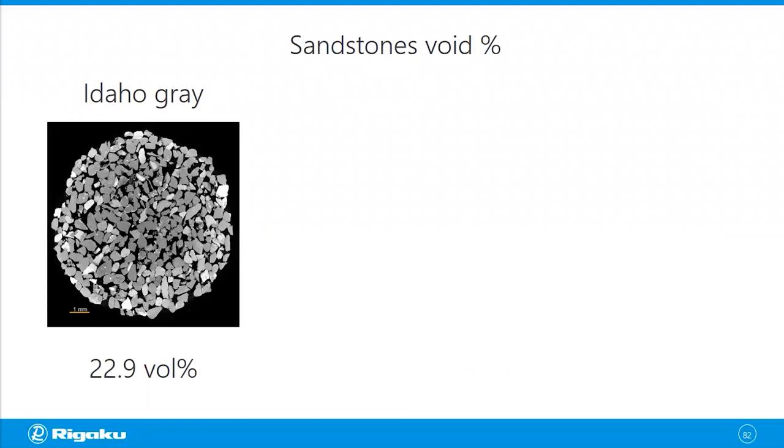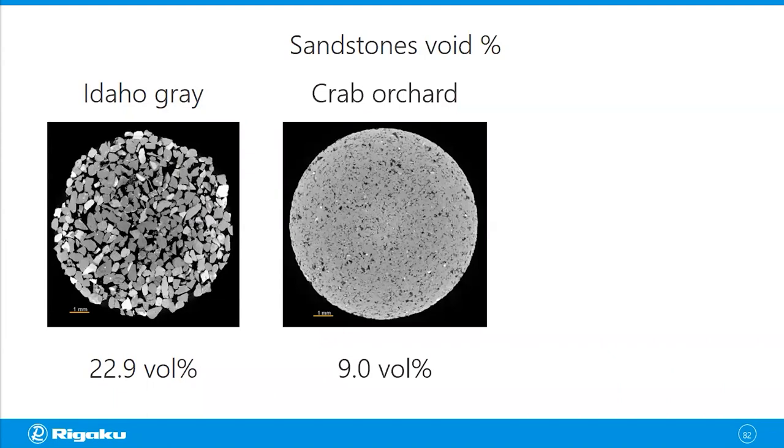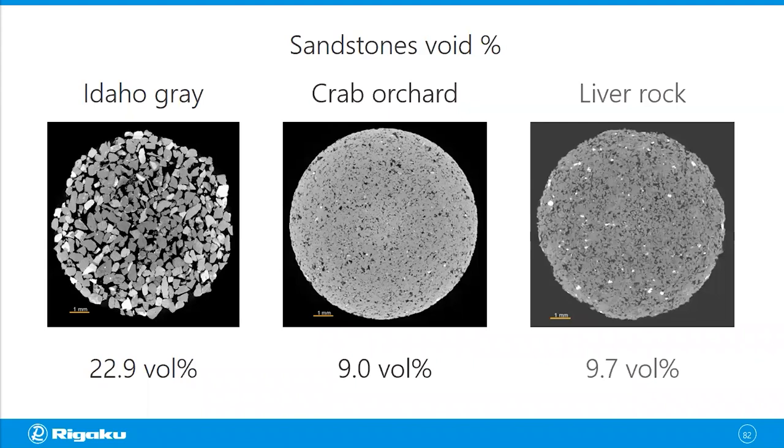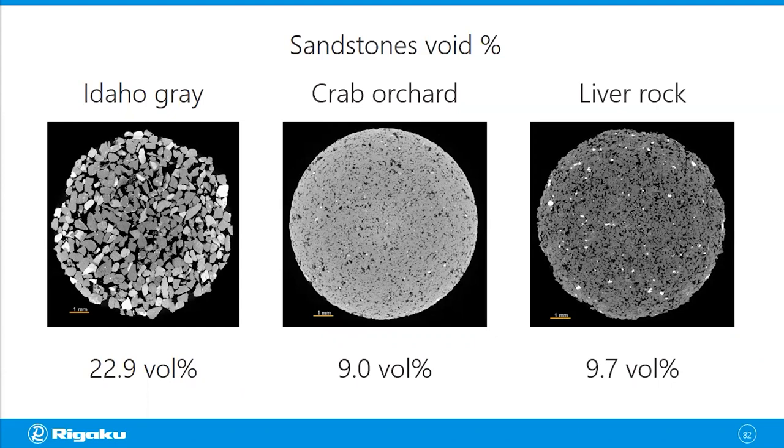Now, we can take a couple other sandstones and analyze them using the same segmentation technique and compare the results. So this is Crab Orchard, and this one is a lot denser, and the void percentage is only 9. This one is Liver Rock. Liver Rock is a little bit similar to Crab Orchard, but it has a little bit higher void percentage of 9.7. Again, this is an easy analysis that you can do. In many cases, you can just use a simple thresholding to compare the void percentage.